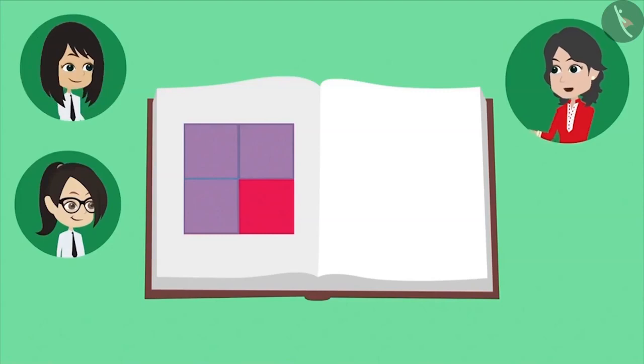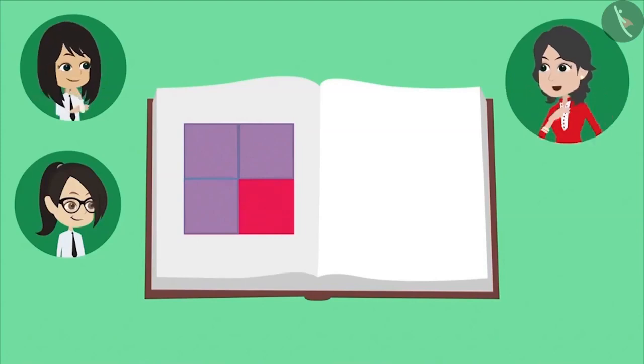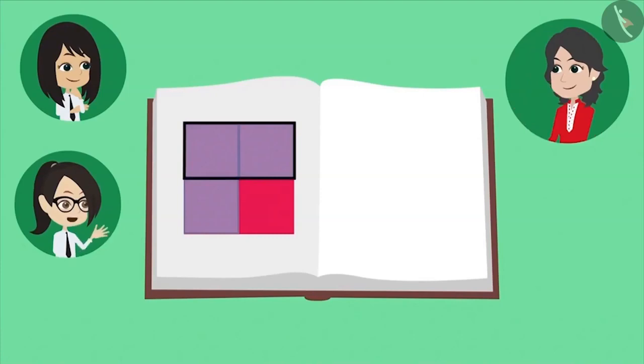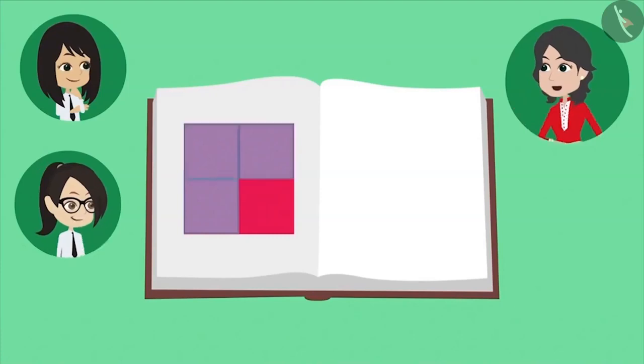You can certainly find out by looking, but in mathematics, there is a better way to find it. That I don't know, ma'am. No problem. I will tell you. Tell me, how many pieces are placed in the top row? 2 pieces, madam. Now, Neha, you tell me, how many pieces are placed in the side row?